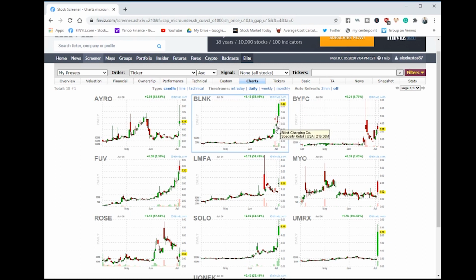BLNK, this spiked 3 days in a row. Well, first 3 days in a row, gap down. 3 days in a row. What do you think's going to happen? I don't know, but I'm going to be watching it because last time it gapped down, it had a nice little flush. Maybe it can do the same thing.